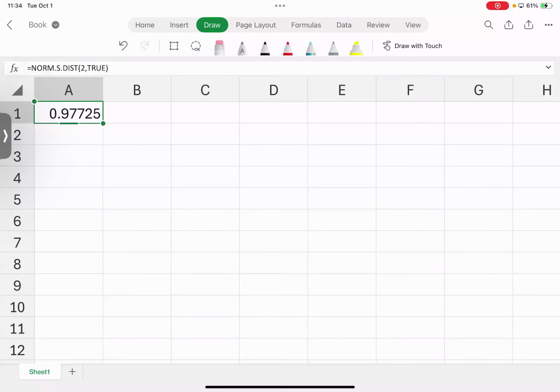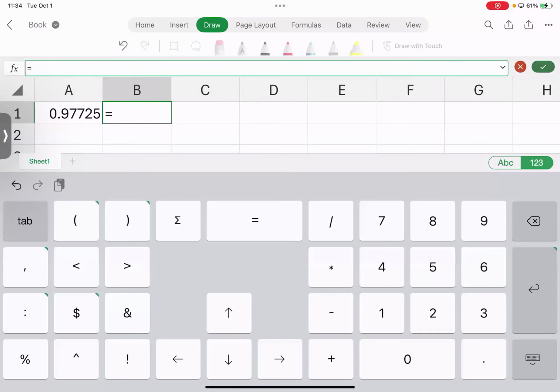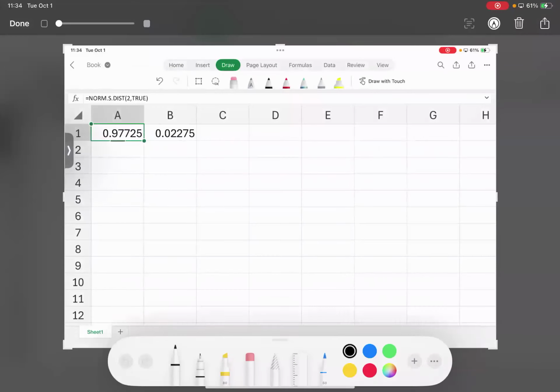The area to the left, but what can I do? I can reference the cell. I can say equals 1 minus, because we've got a total area of 1. Oh, this is not something I'm used to. Minus this guy. I get 0.02275. Now, I'm going to take a screenshot of this and bring it in. Whoa, sorry, guys.